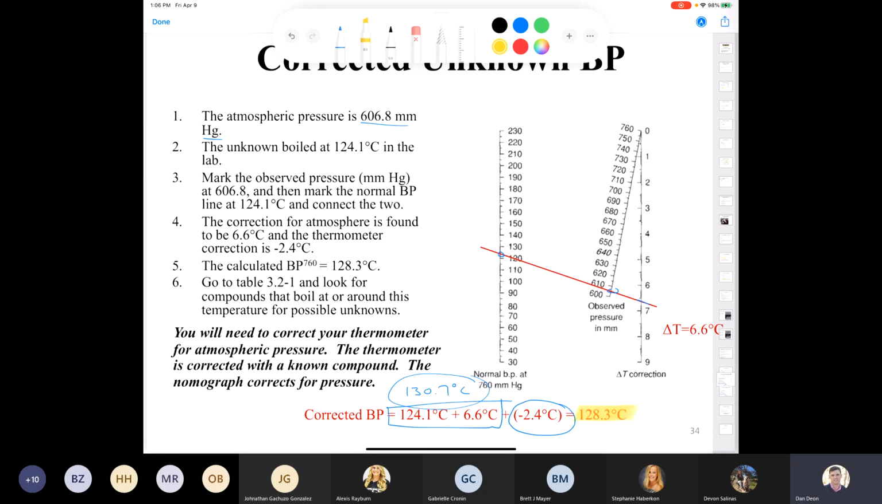Okay. So if you're having trouble making your correction, you're doing your thermometer correction and correcting your boiling point, you can always refer back to this. Now, your lab instructor is willing to help you to some extent, but we also expect you to be able to figure this out on your own using the nomograph. Maybe a question here or there, but the same procedure is going to be applied for every student. You all are going to have different unknowns, but the correction is going to be done the same way.